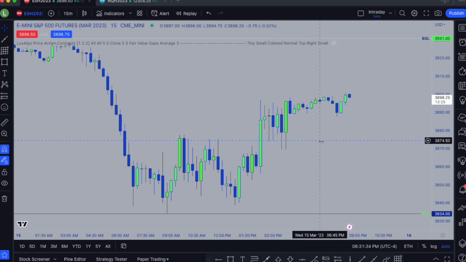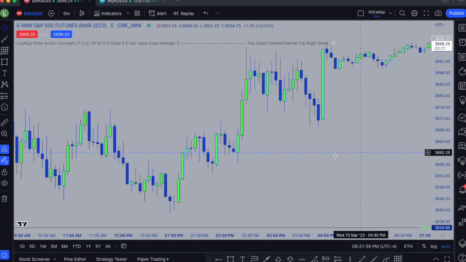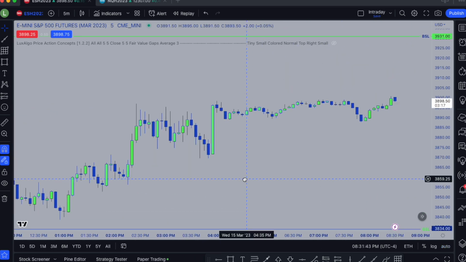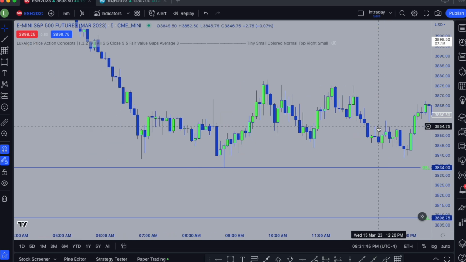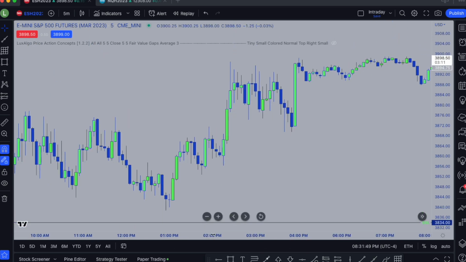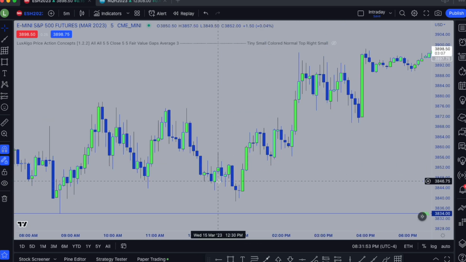Now for the actual trade that I did take today, let's go to the 5-minute. I entered at 38.53. Where are we? Right here. So price set a low around lunchtime and then broke structure.